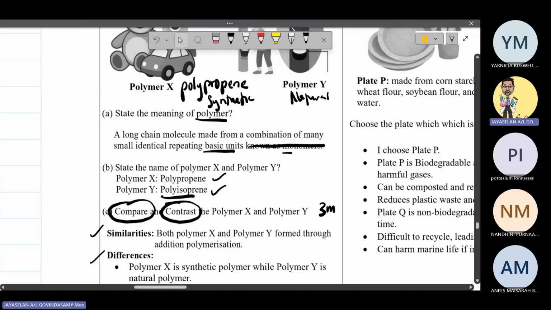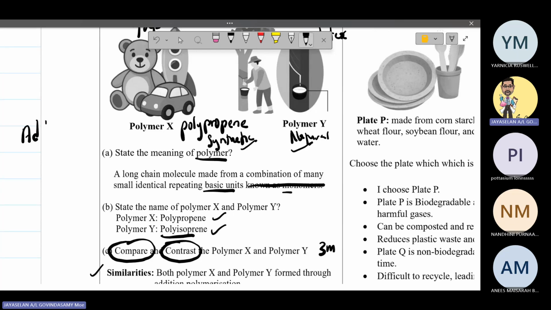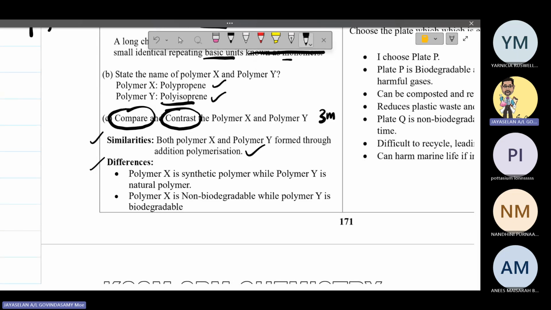Both polymers, polypropylene and natural rubber, are made up of one type of polymerization reaction. What is the reaction? Both are addition polymerization. So you write down both polymer X and Y form through addition polymerization. You guys already score 1 mark. So similarity done. Then properties. Polymer X is synthetic, polypropylene is synthetic, while polymer Y is a natural polymer. You already score your point 2.